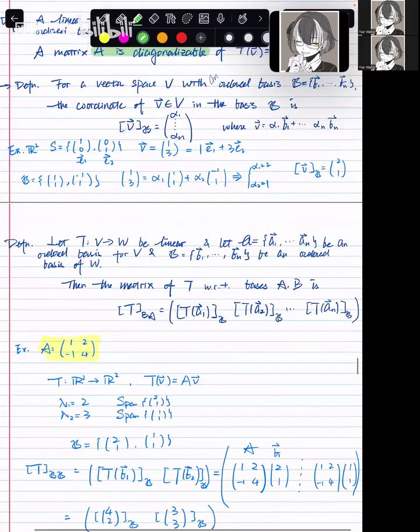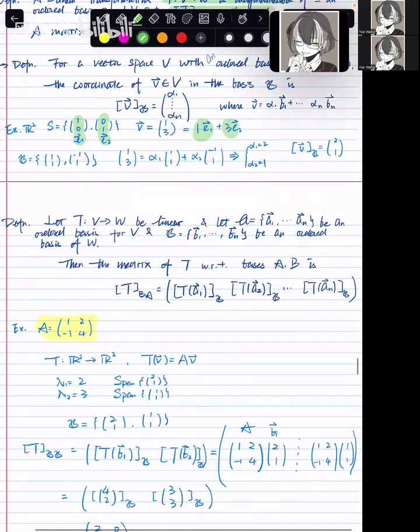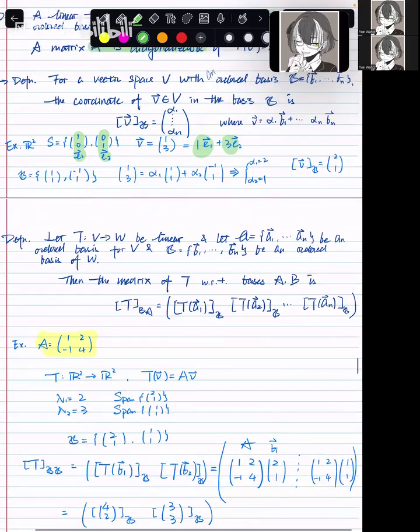Okay, so for example, if we have the standard basis in R2, and V equals (1, 3), that means V equals 1 times the first standard basis vector E1, which is (1, 0), plus 3 times E2, that's (0, 1). And we can write it in any basis. So if we're given another basis in R2, that's B, these two vectors are linearly independent and spanning, so it's a basis.